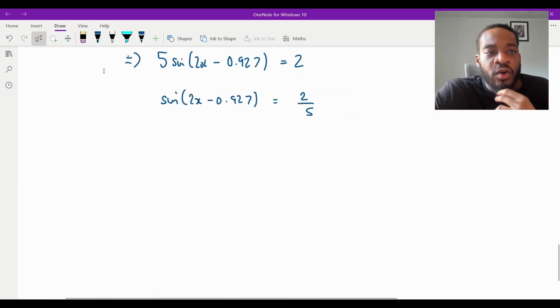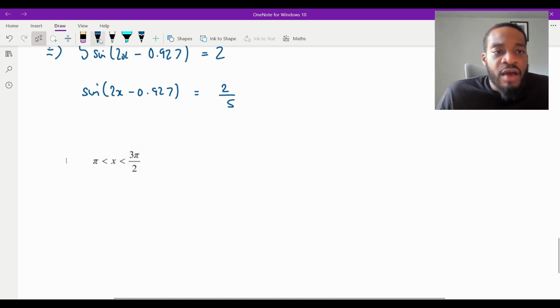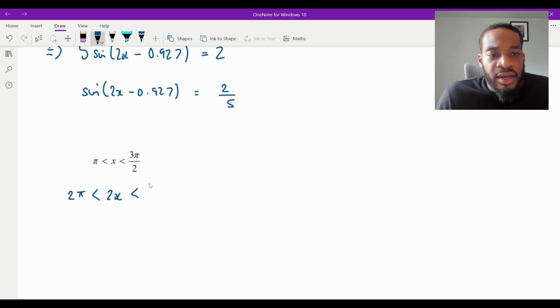Now, we've got a lot going on in this angle here. So what I'm going to do is adjust the interval just so I can see what value or values I need, right? So if x is between pi and pi over 2, then 2x, times both sides by 2, is going to be 2 pi. That's going to be 3 pi, isn't it?